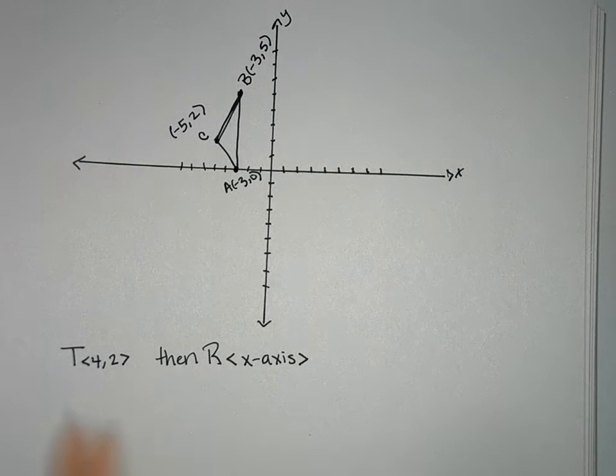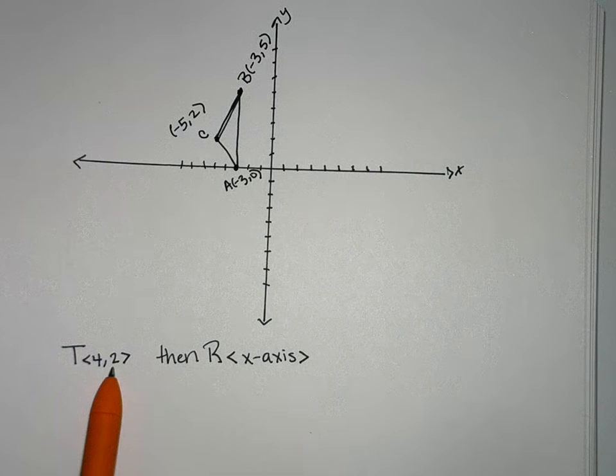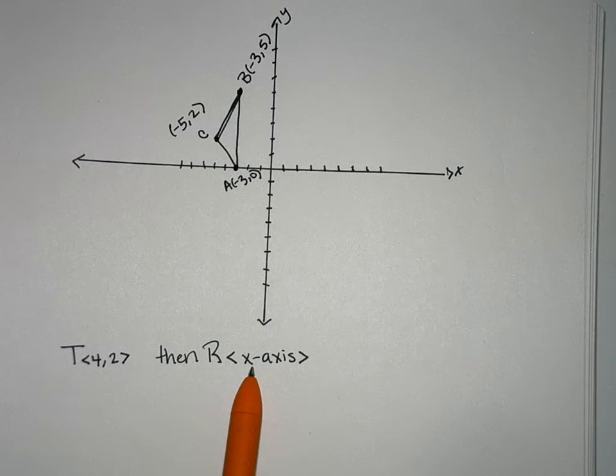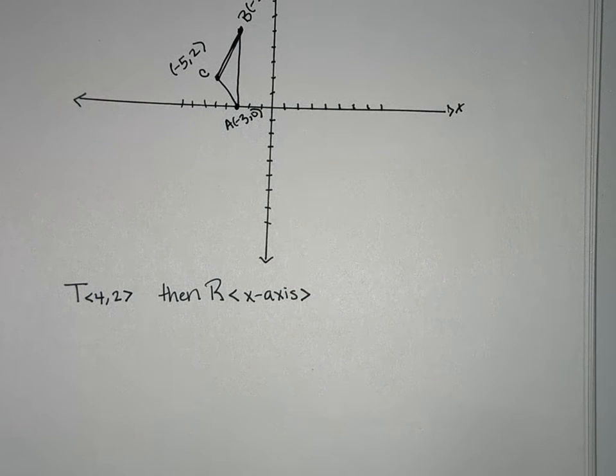We're going to start by translating to the right 4, up 2, and then we're going to reflect across the x-axis. So this right here is the shorthand for how sometimes your transformations will work. Sometimes they'll write it out and just say translate up 4 over 2, but other times they'll write it in this notation.